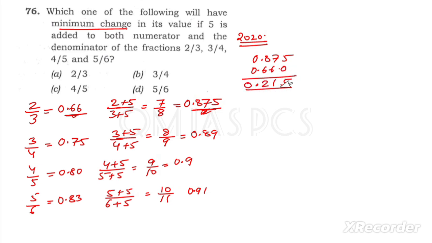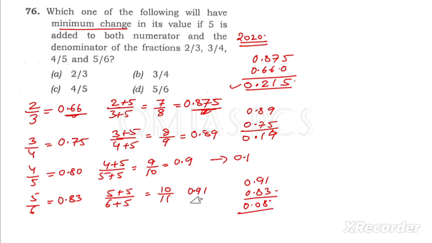Okay, 0.0. So first one is 0.215, second thing is 0.89, this is 0.75, here is 4, this one is 1.0. Okay, obviously this is larger than this one. Okay, third one is 0.80, this is 0.9, so we have the difference of 0.1, again is smaller, this one is a smaller one. Okay, last one is 0.91 and this is 0.83, I think we will have 0.08. Okay, so this one is the smallest change, minimum change, so answer will be this one, 5 by 6.